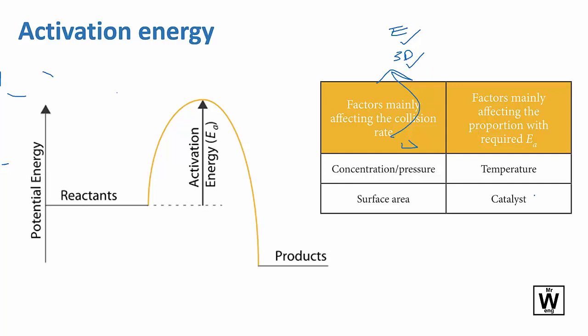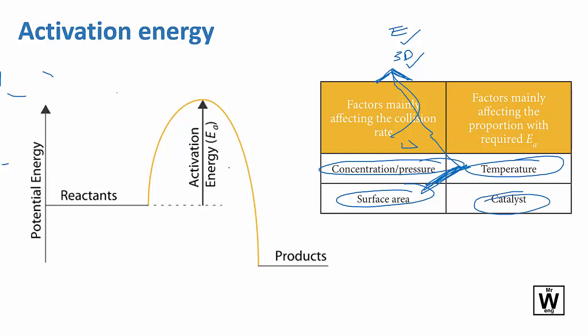Or something that is slightly new is the temperature and the catalyst. Now, surface area, concentration, pressure, and temperature are actually all working together to increase the rate of collisions, which is the collision theory, and therefore increasing the chance that it'll have enough energy and in the right place. But temperature and catalyst are also having an effect on the activation energy.